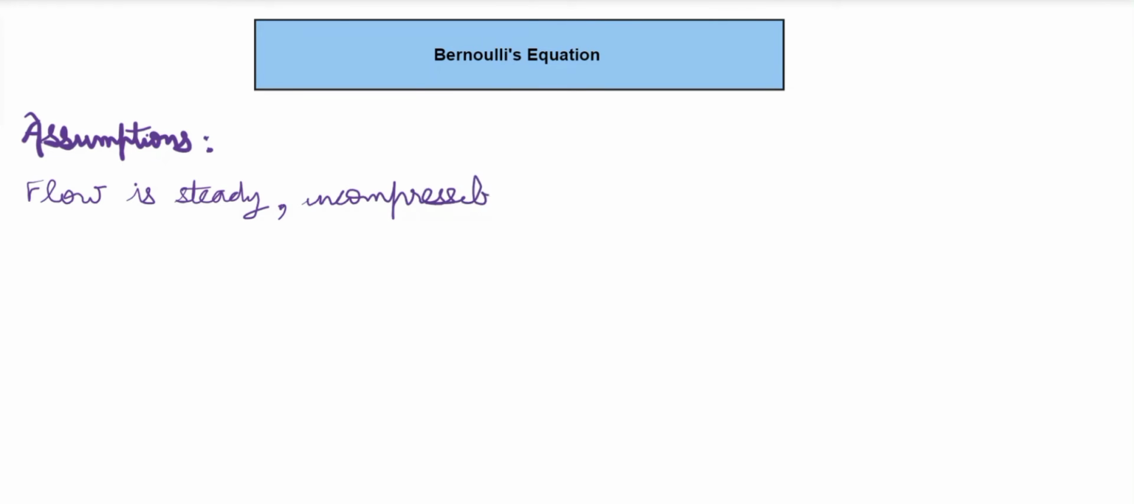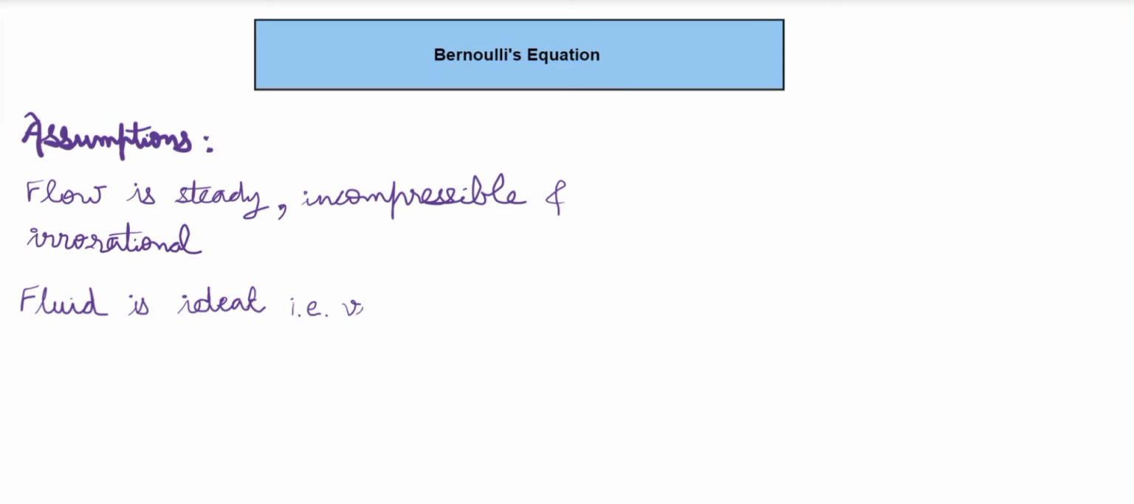The Bernoulli's equation will be derived from the Euler's equation, but here we'll make some assumptions. And these assumptions are: flow is steady, incompressible, and irrotational. Also, the fluid is ideal, and by ideal fluid we mean that the viscosity will be 0. These are the assumptions, and these are asked in the competitive examinations, so it's very much necessary for you to remember these assumptions.